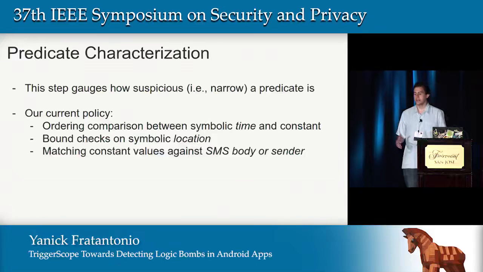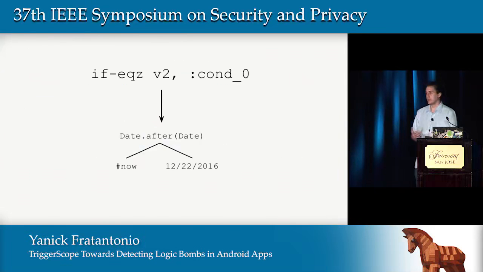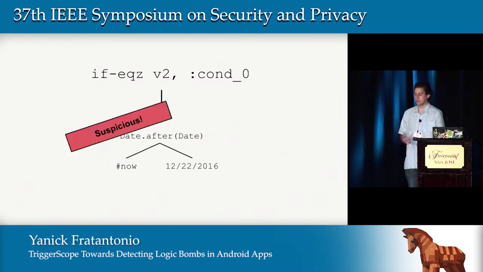Once we have all these predicates, we want to understand how suspicious they are. So for this work, we adopted the following policy. We consider suspicious any ordering comparison between symbolic time and constant, bound checks on locations, and matching constant values against SMS body or sender. So for example, in the previous case, the analysis would assess the expression tree associated to this path predicate. It's an expression tree like this, and we say, wow, this is pretty suspicious. And so we flag it.